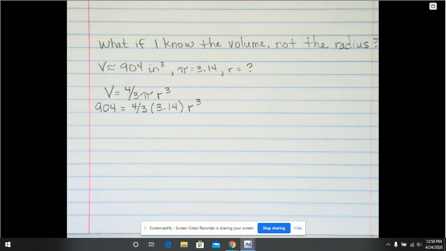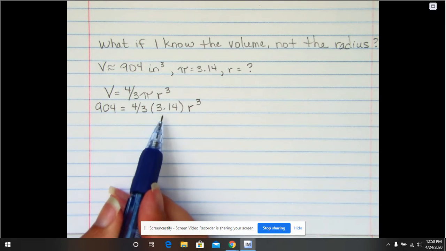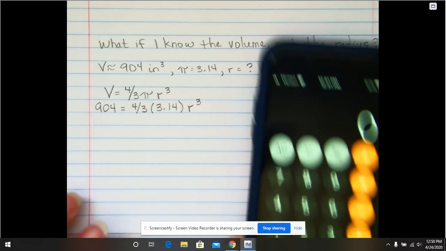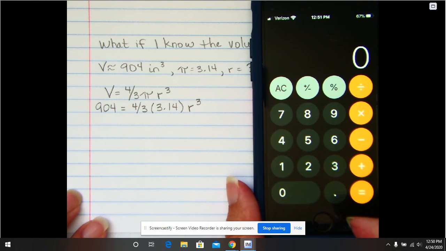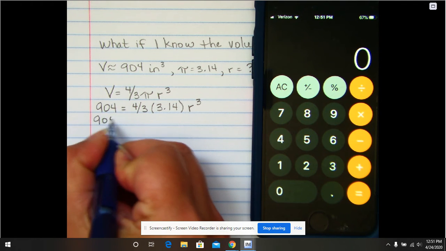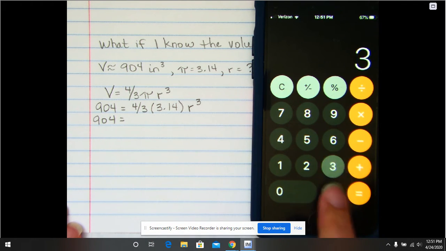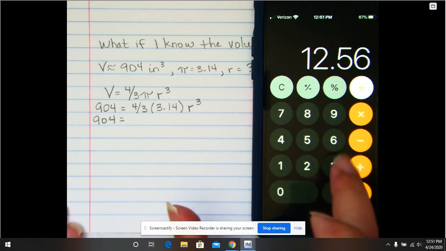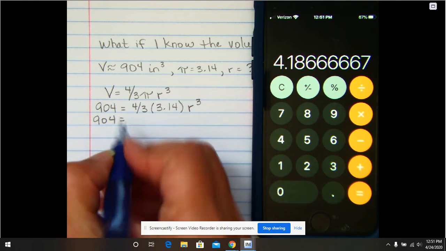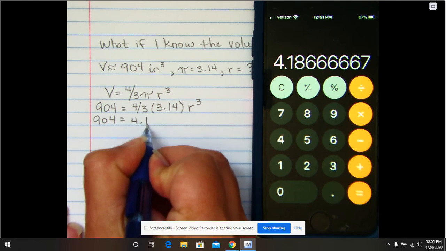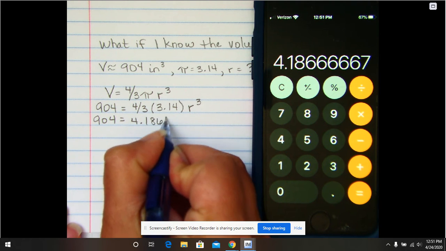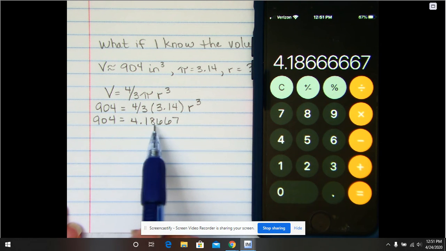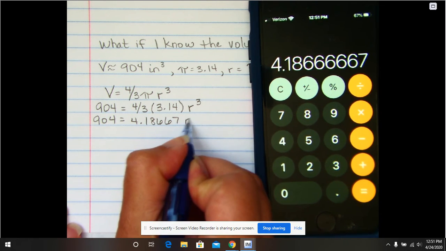Now, it's already starting to get a little ugly because we have a fraction times a decimal. Don't worry about that. That is why we use calculators. You are capable of doing it without a calculator, but I am certainly not asking you to do that. So 904 equals, well, 3.14 times the numerator divided by the denominator, 4.18667. Now, I know from these numbers that it's repeating. I'm just giving it enough decimal places to be an accurate number.